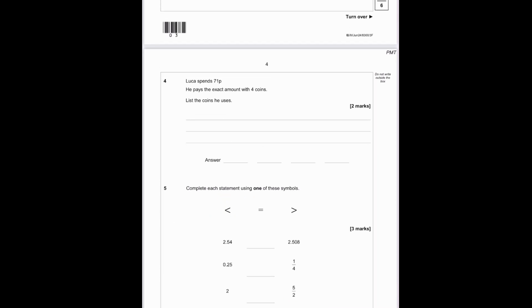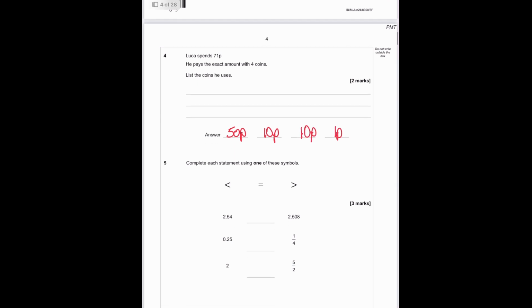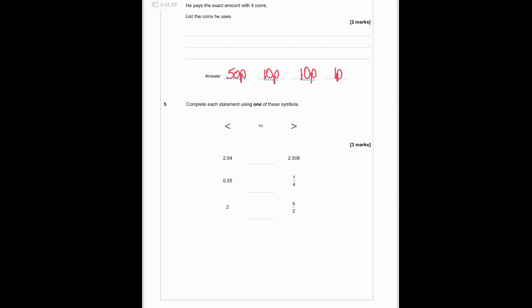He spends 71 pence. He pays the exact amount with 4 coins. List the coins he uses. So you could have a 50 pence piece, 10 pence, another 10 pence, and a 1 pence. Complete each statement using one of these symbols. 2.54 is greater than 2.508. 0.25 equals a quarter, and 2 is less than 5/2.